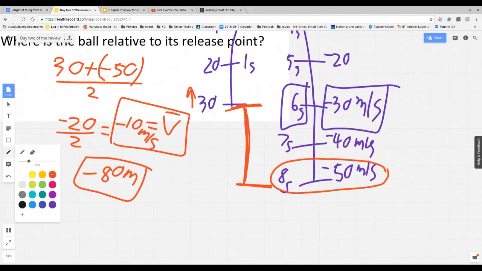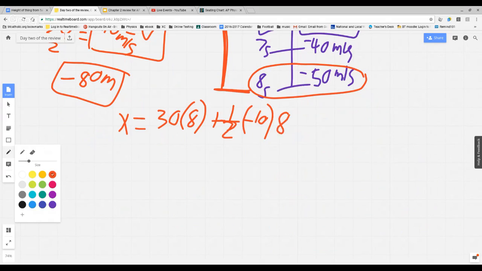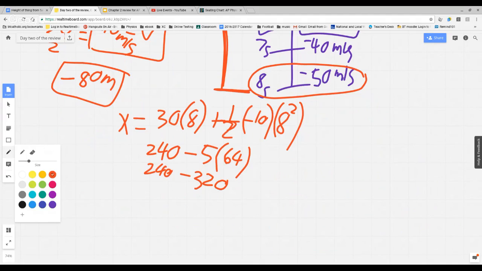All right, and then I'll do the other method, which is x equals 30 times 8 plus 1 over 2 times negative 10 times 8 squared. That's 240 minus 5 times 64. What's 5 times 64? 320. 240 minus 320 equals negative 80. Nice! It worked.